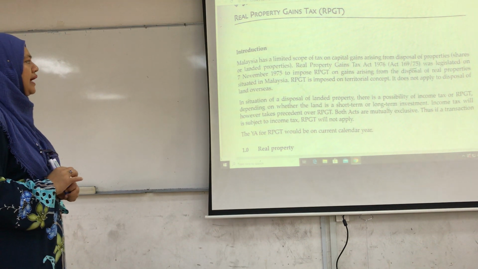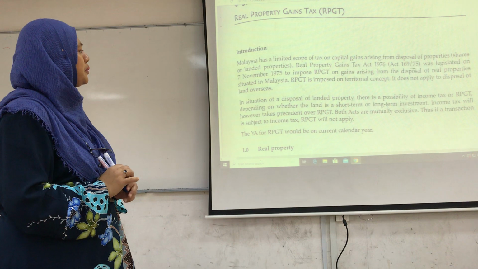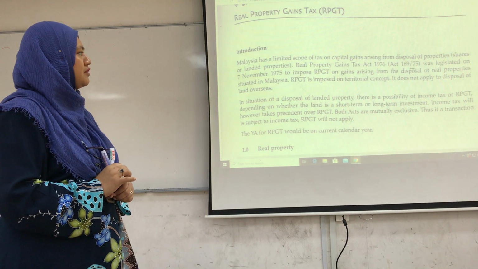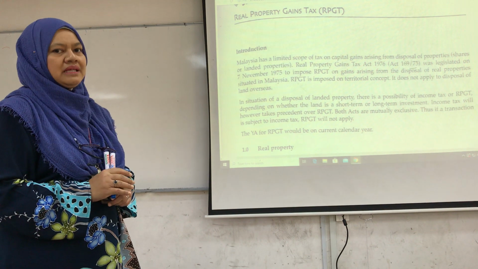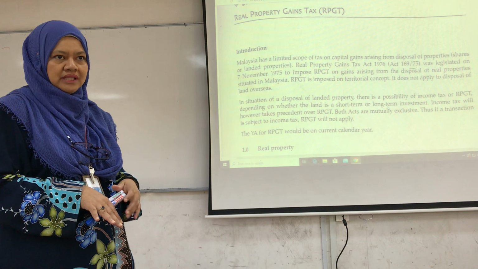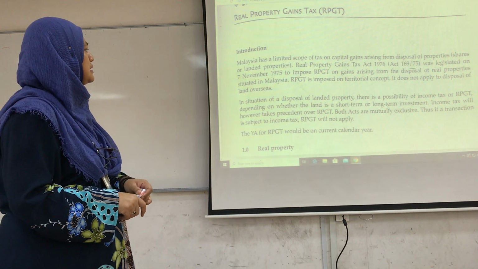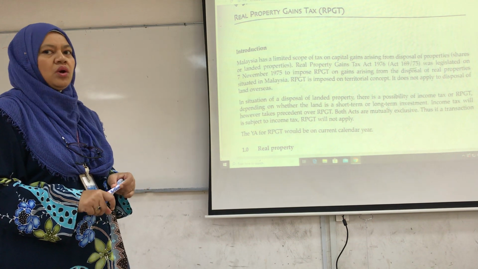The RPGT Act 1976 was legislated to impose RPGT on gains arising from the disposal of real properties in Malaysia. It means that if you have a property outside Malaysia, it's not subject to RPGT in Malaysia. Alright, it's imposed on the territorial concept. It does not apply to disposal of land overseas.